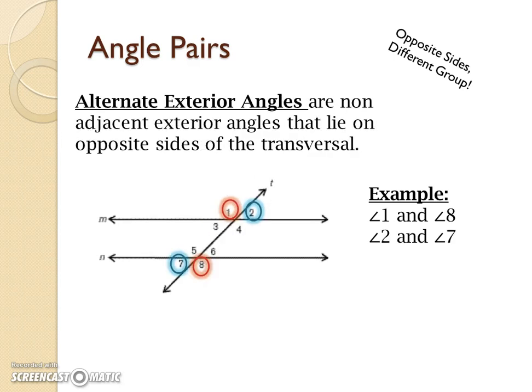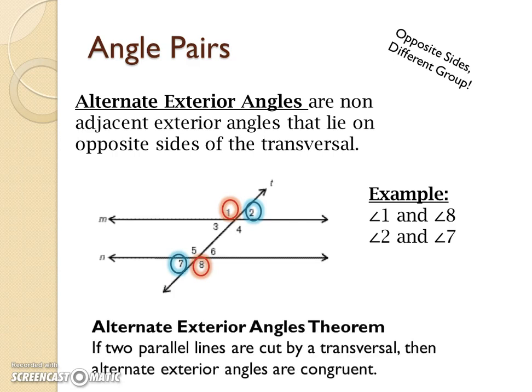Next one's alternate exterior. It's just like alternate interior, except it's outside of the parallel lines. So angle 1 and angle 8, angle 2 and angle 7. Alternate exterior angles are congruent. So we know angle 1 and angle 8 are the same. Angle 2 and angle 7 are the same measurement.